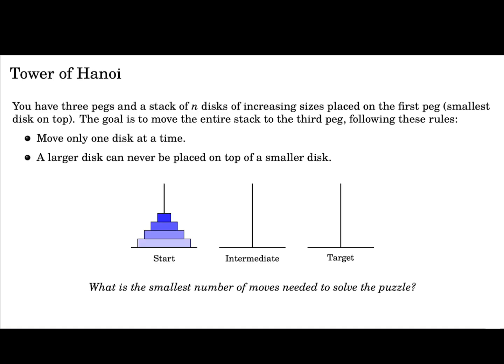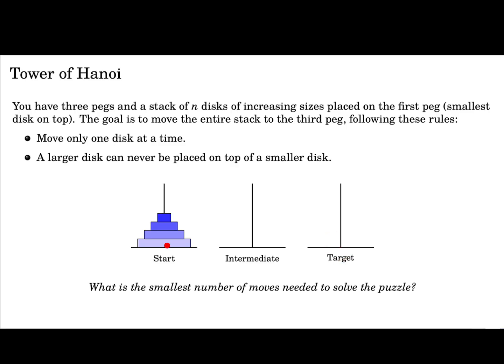A recurrence relation is a way to define a sequence by saying how each term depends on earlier terms. A classic example is the Tower of Hanoi puzzle. We have 3 pegs and a stack of n disks. In this picture, we see 4 of them. The goal is to move the entire stack to the 3rd peg, the target peg.